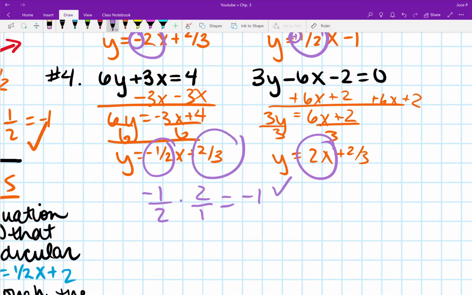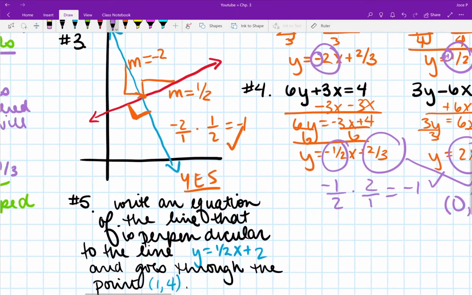Check. But their b's are the same. Hence, their solution is going to be at the point 0, 2 thirds. The point at which they intersect is indeed their y-intercepts, thus proving that you don't have to worry about the b's and if they're the same or different when solving for perpendicular lines. Only parallel. Great.